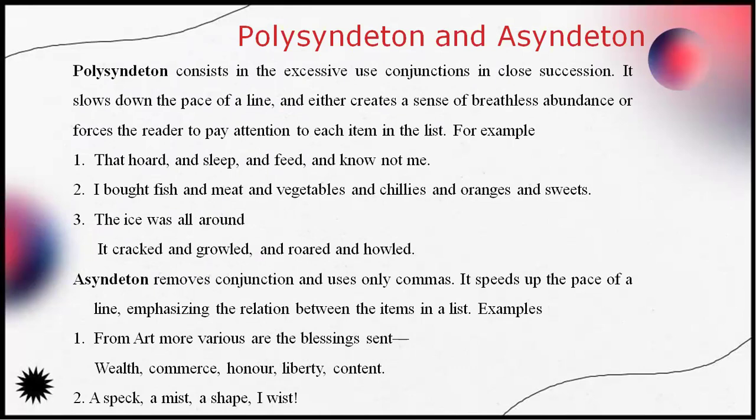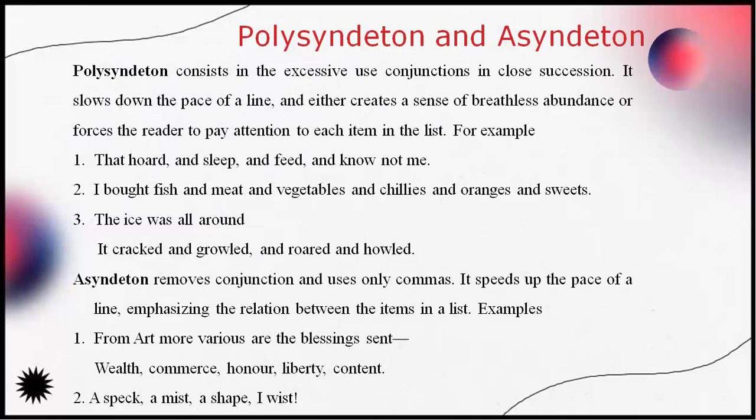Means आप देख लीजिए लाइन से जो है एंड का यूज हो रहा है, कौन से कंजक्शन का यूज हो रहा है, एंड कंजक्शन का रिपीटेडली एक ही लाइन में यूज हो रहा है, ठीक है। नेक्स्ट इज आई बॉट फिश एंड मीट एंड वेजिटेबल्स एंड चिलीज एंड ऑरेंजेस एंड स्वीट्स। नेक्स्ट इज द आइस वाज ऑल अराउंड, इट क्रैक्ड एंड रोड एंड कोल्ड, ठीक है। दैट इज द एग्जांपल ऑफ पॉलीसिंडेटोन। Asyndeton is just the opposite of polysyndeton.